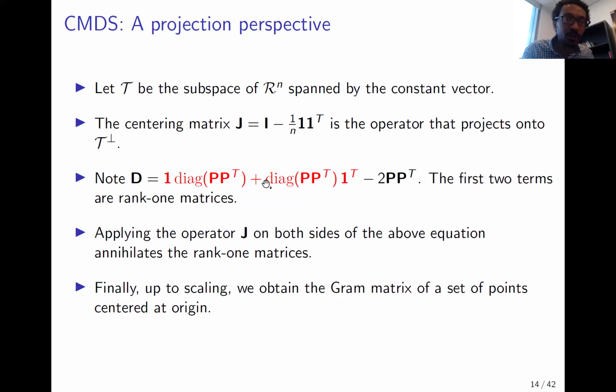And if we recall the form of D, we'll notice that the first two terms are rank 1 matrices. So when I apply this J operator on both sides, it basically removes these two terms. This J operator is projecting me onto the orthogonal complement of the space spanned by the constant vector. So finally, up to scaling, we have applied J on both sides, which gives us the gram matrix of the set of points centered at the origin. So here is one slide of what's really happening with this J operator mapping us back to the gram matrix.